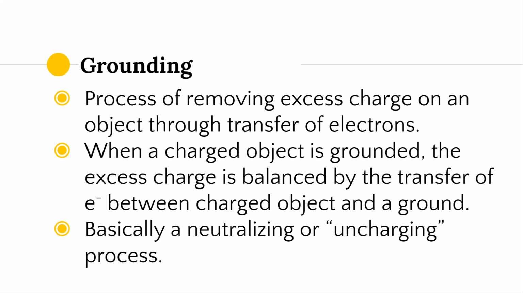When a charged object is grounded, the excess charge is balanced by the transfer of electrons between the charged object and a ground. Anything touching the ground can be a ground. So if you touch it, you can ground it, because it's basically transferring electrons to and from the common stock of them in the earth. There are a lot of them there. But you can neutralize or uncharge something by grounding, or if you have polarized it and touched it, and you're still holding the charged object nearby, you can actually charge an object in this way too.